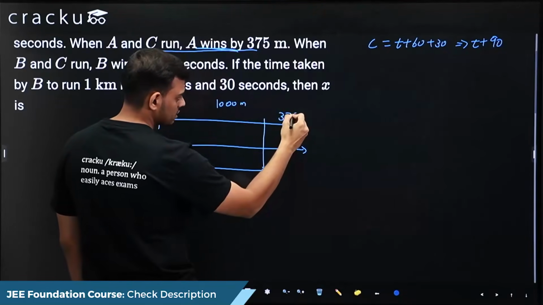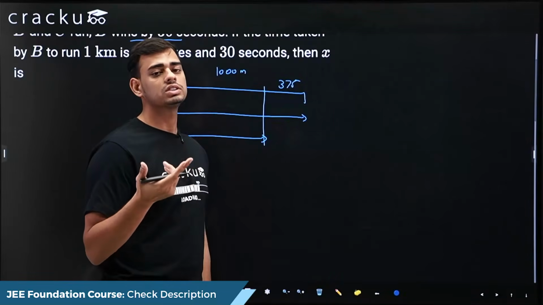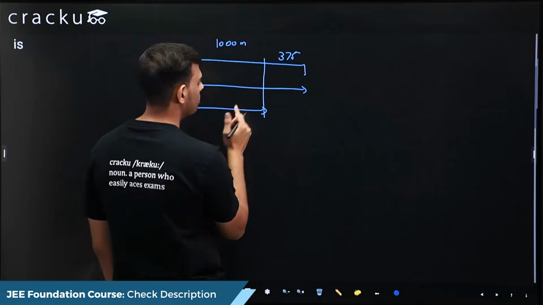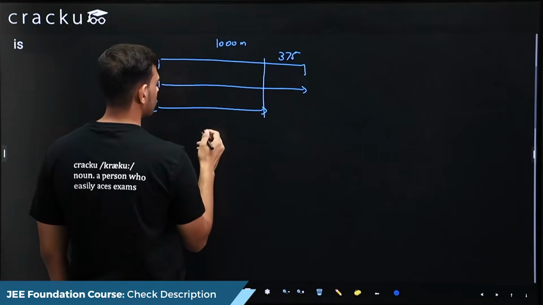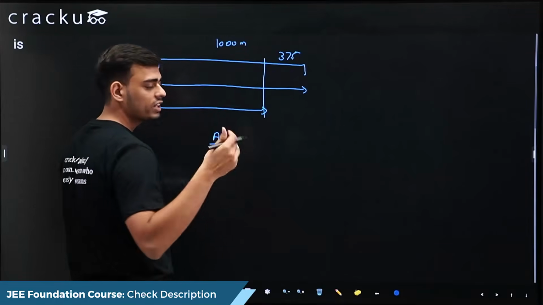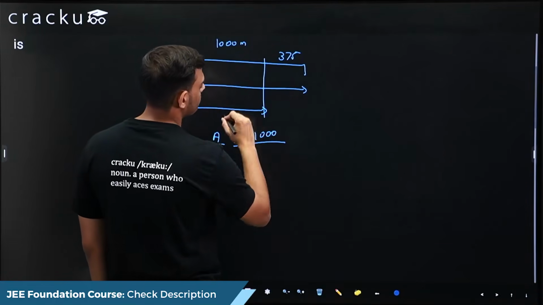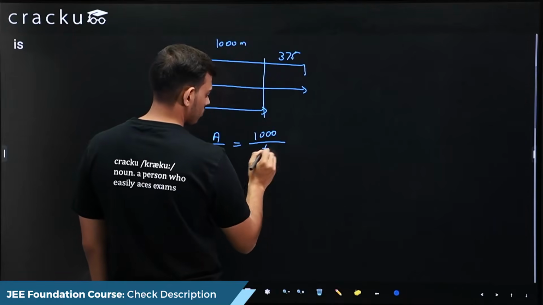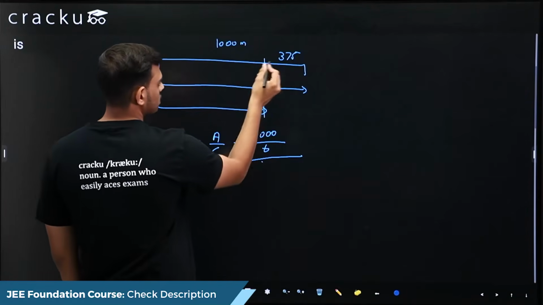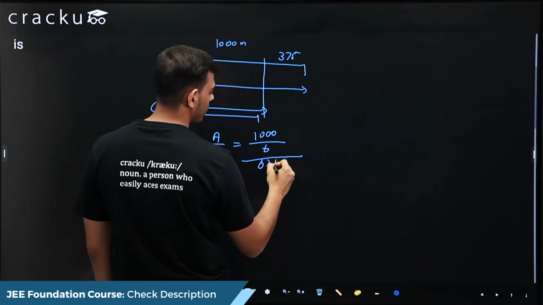This is the remaining distance. So, speed of any person is distance upon time. The time taken is the same for them because in the meantime, A reaches here, C only reaches here. So let us try to find the ratio of speeds of A and C. 1000 by T, let us suppose A took T time. In this time, C only covered this distance, which is 1000 minus 375, 625 by T.